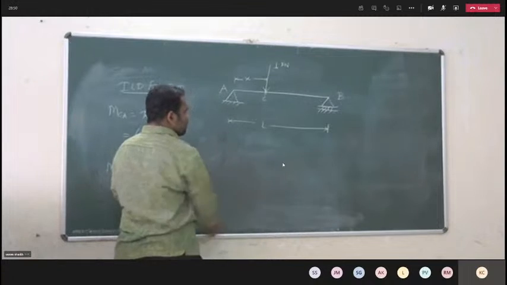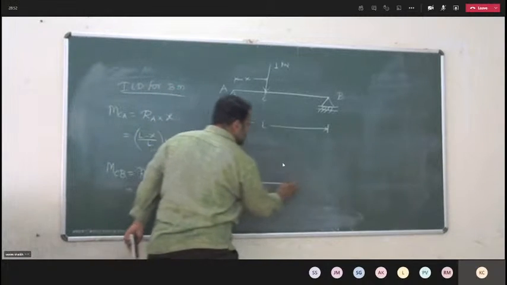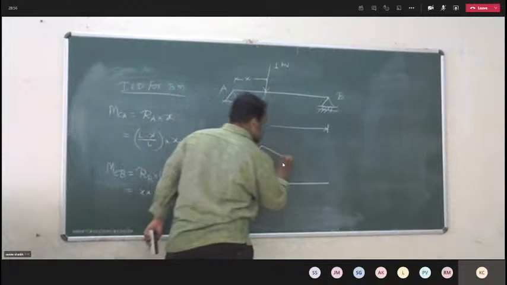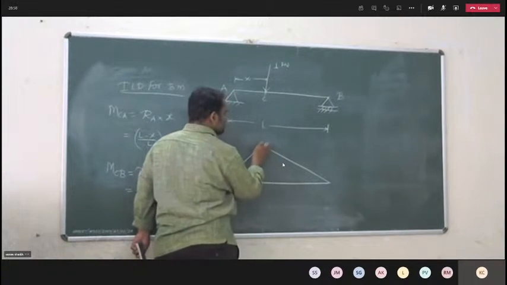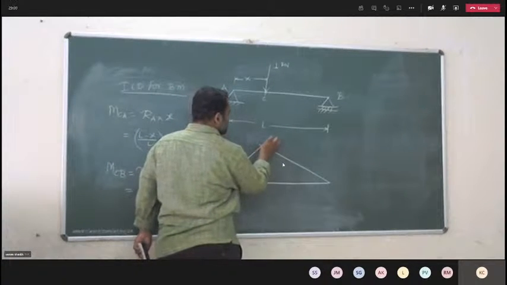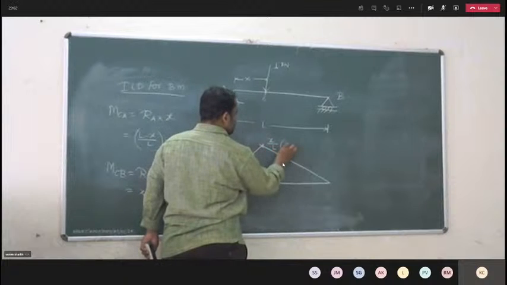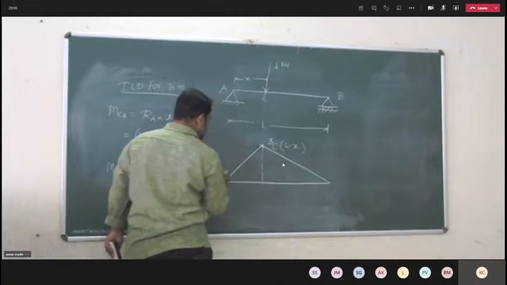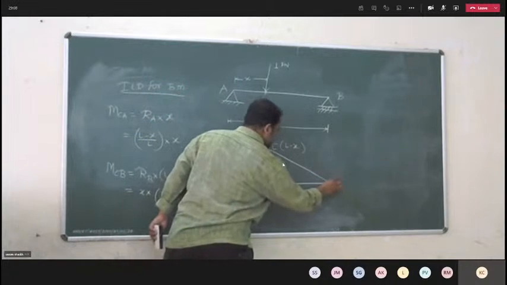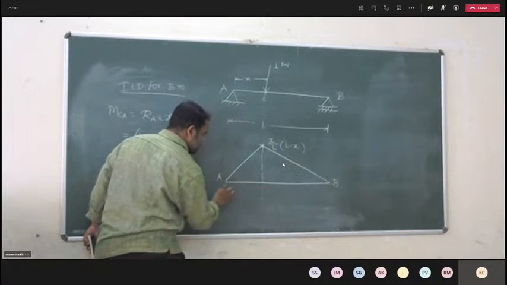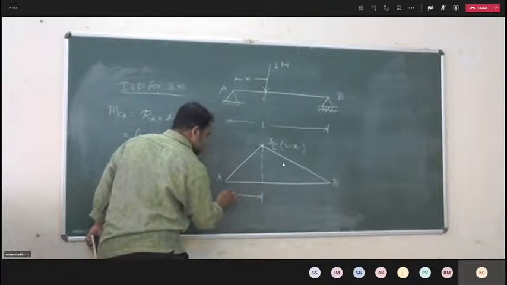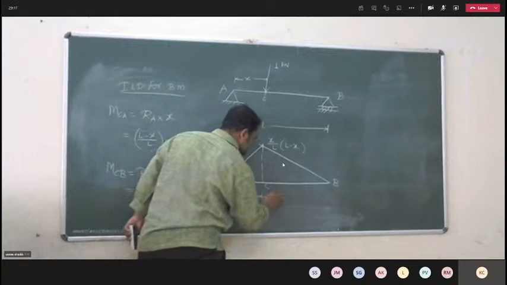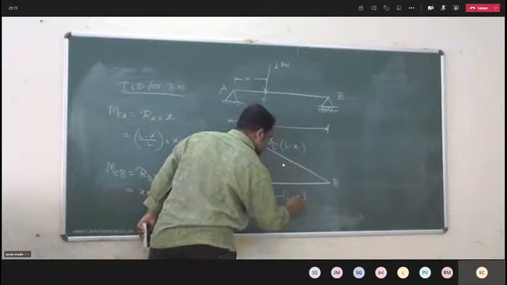Remember this. Now I will take one example which is based on the last lecture discussion. So this is your maximum bending moment, x by L into L minus x. This is your A, this is your B. This is at point C, this is your x, L minus x.